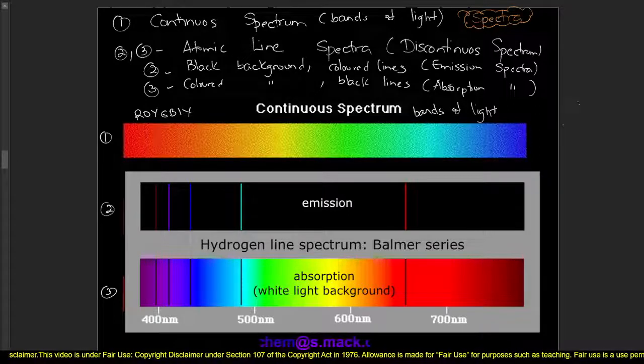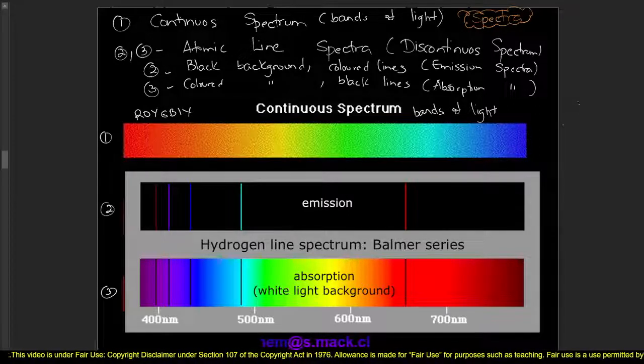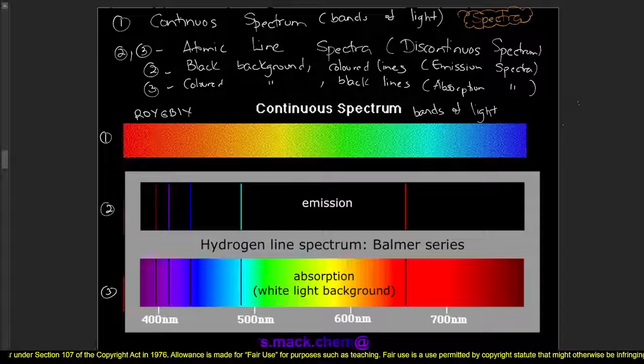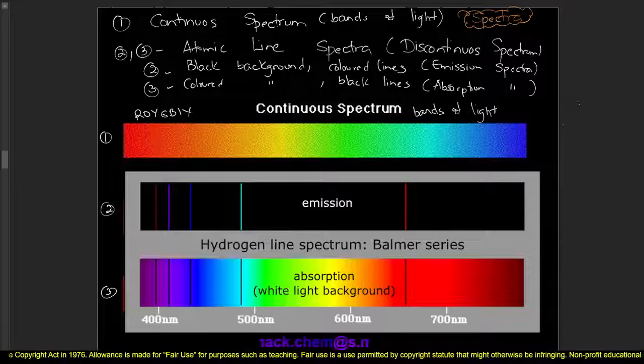So we're going to look at image 2, which is called our emission spectrum. An emission spectrum shows the frequencies of electromagnetic radiation emitted by an atom, and it is seen as colored lines on a black background. Each line corresponds to a specific frequency.